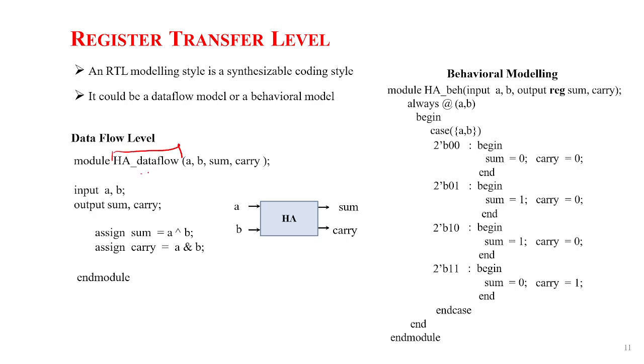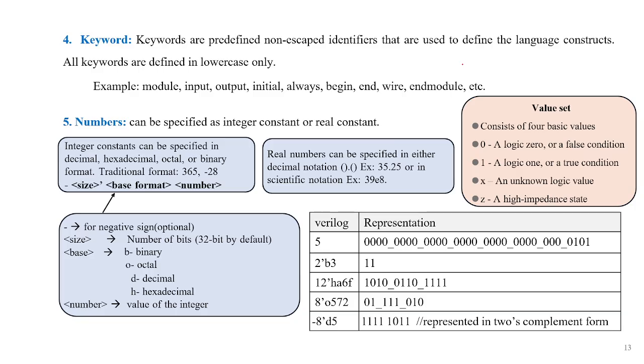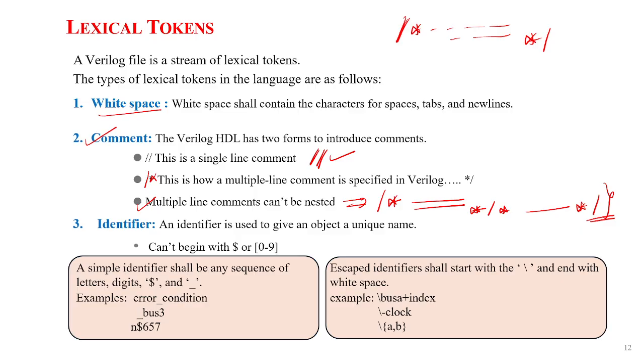Half underscore adder data flow. Here you see module half underscore behavioral. This is my identifier, or we can call it the module name. What are these modules? See here, one second, this one, the identifier.